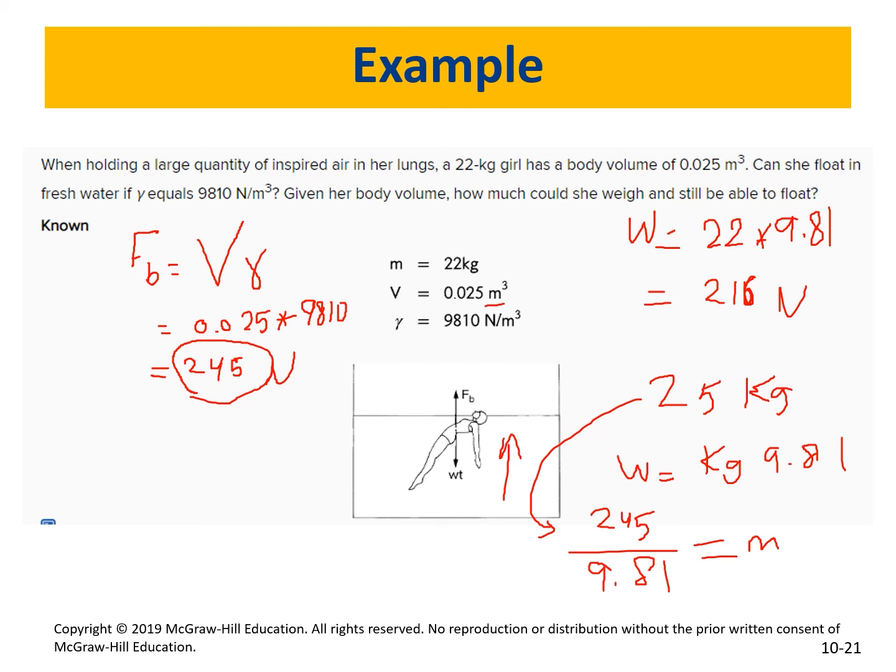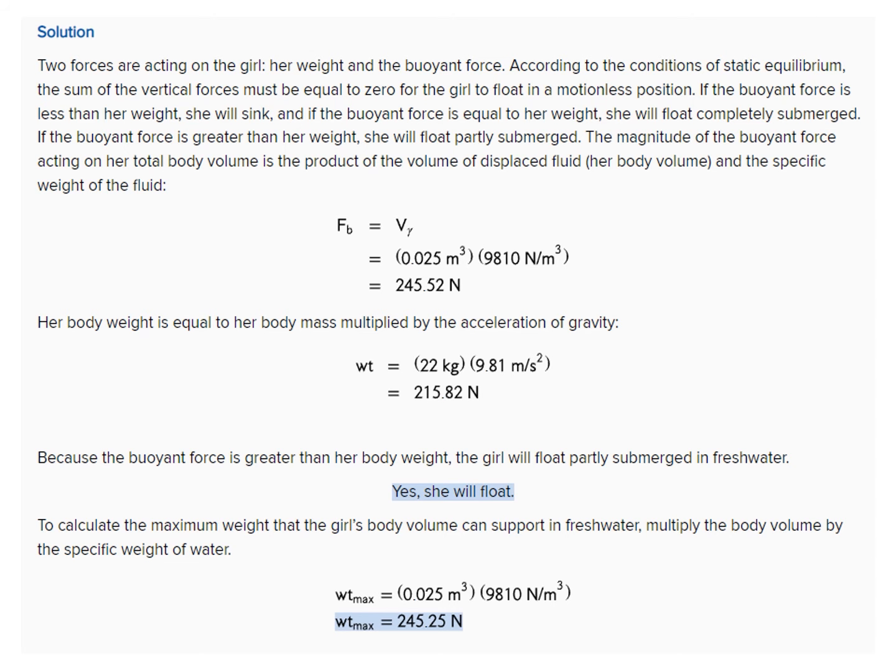And if you check the solution here, we multiplied the volume by the specific weight. That's what we're getting. The weight of the girl, 22 multiplied by 9.81. That's what we get. Yes, she's going to float because her weight is smaller than the buoyant force pushing up, and her weight needs to be at most equal to the buoyant force in order to float. If her weight is larger, then she will sink, and by dividing by 9.81, you'll get how much mass the girl can have.